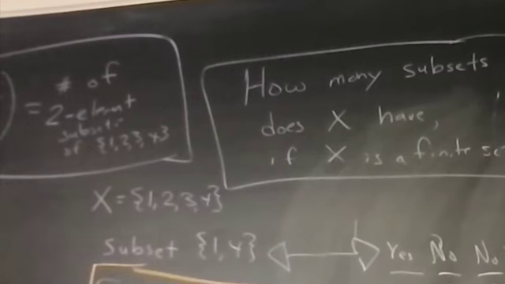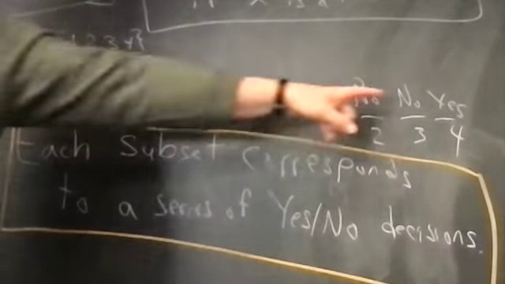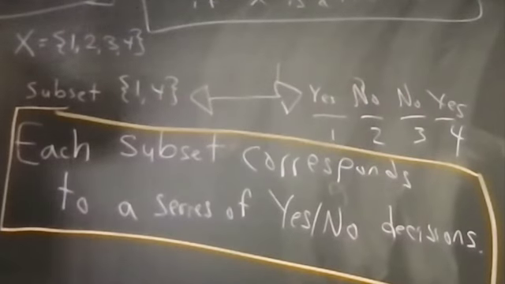4 choose 2 is taking 2 things out of a set. For all subsets, I have 2 choices for each element. So I have 2 times 2 times 2 times 2.